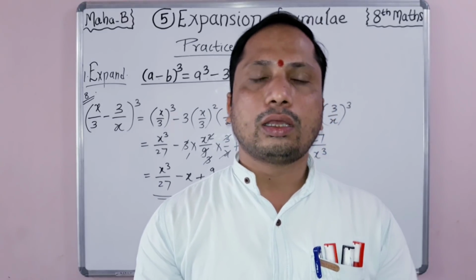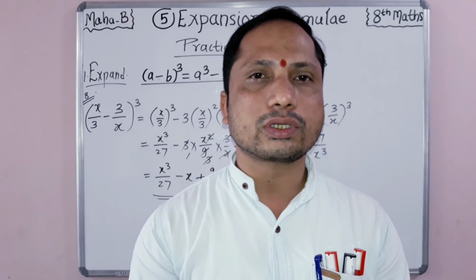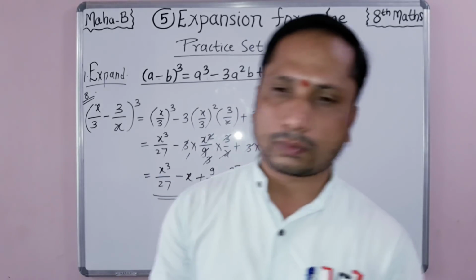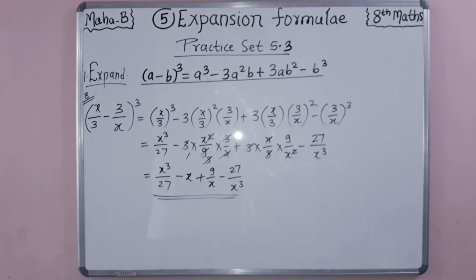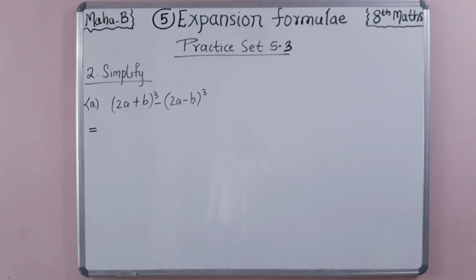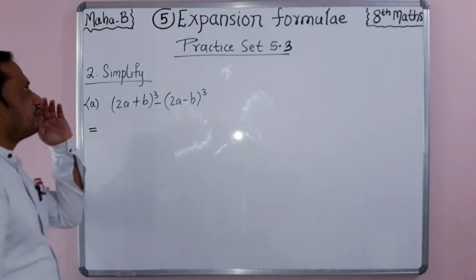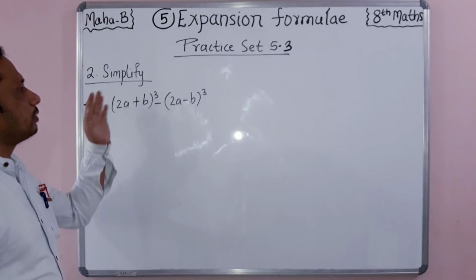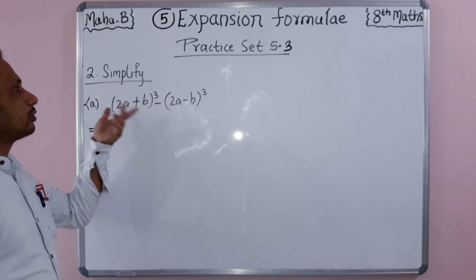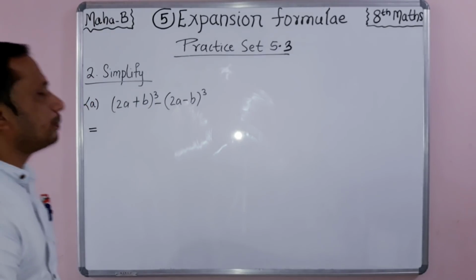Now we are going to solve the second question, that is simplify. This is the first problem of the second question, simplify. (2a + b) cube minus (2a - b) cube.